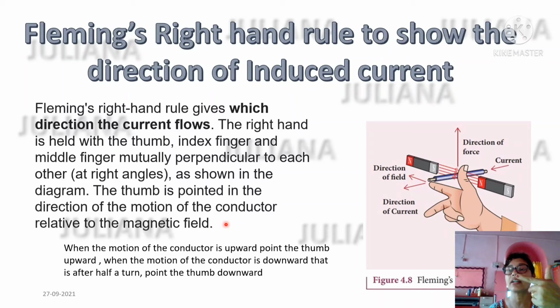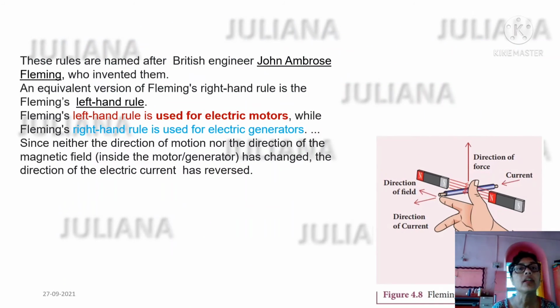Okay, and when the coil is pushed downwards, then your thumb should also move downwards, because that is showing the direction of force. The index finger shows the direction of the magnetic field, and the middle finger points towards the direction of electric current. When the motion of the conductor is upward, point your thumb upward. When the coil motion is downwards, then point the thumb downwards. These rules are named after British engineer John Ambrose Fleming, who invented them.